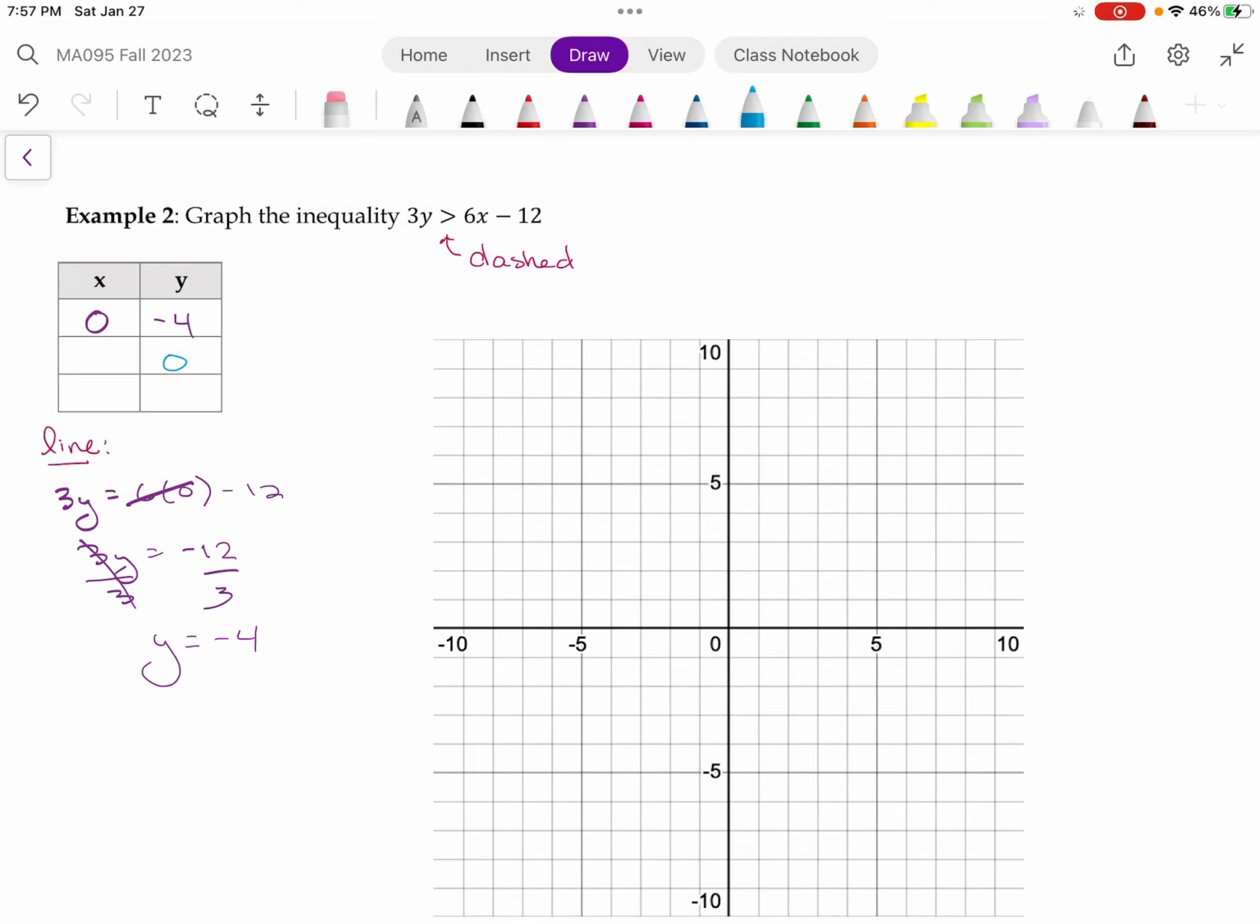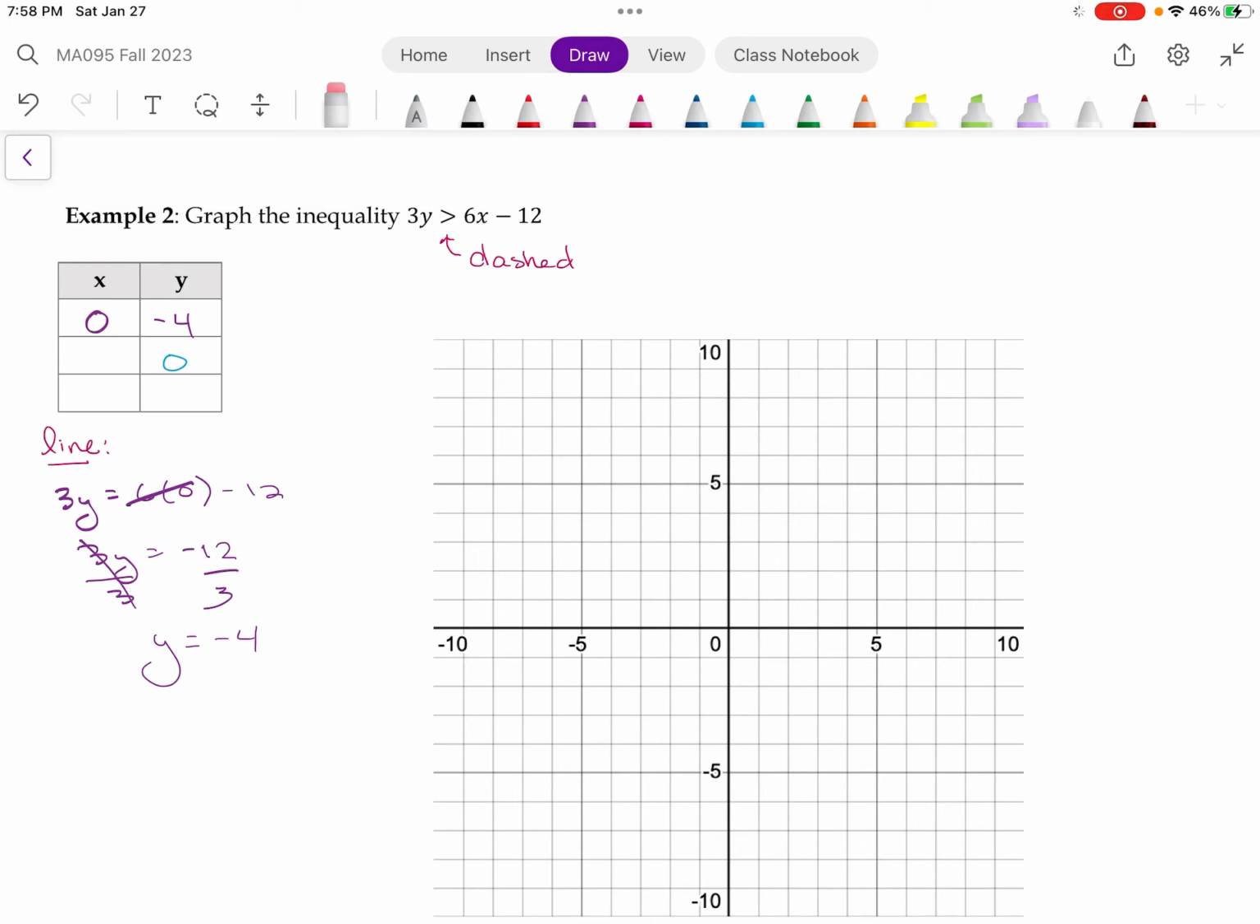Okay, and then the next point could be the other 0. That's pretty easy. Makes it simple to put zeros in. 3y equals 6 times 0 minus 12, right? And I say easy because we're trying to make it easy for ourselves by putting zeros in. It's just less math. All right, so this goes away and we get 3y. Oh, I put it in the wrong place. Did you catch me? I made a mistake.